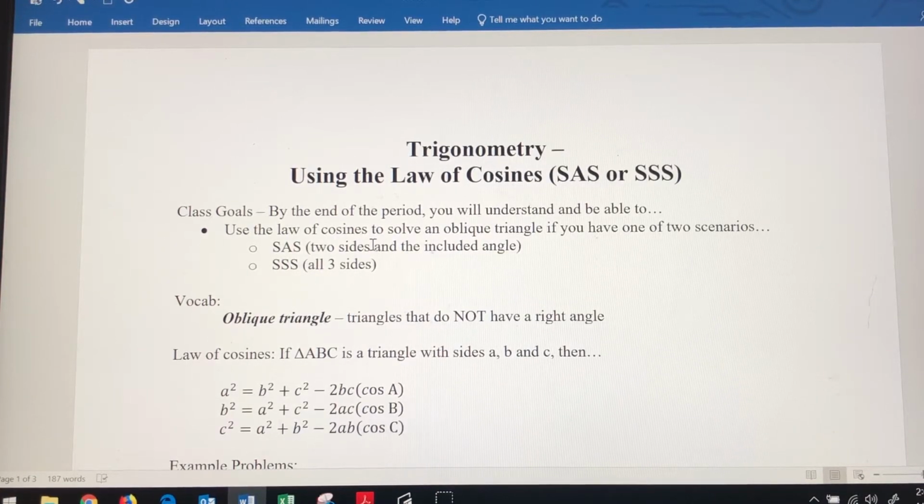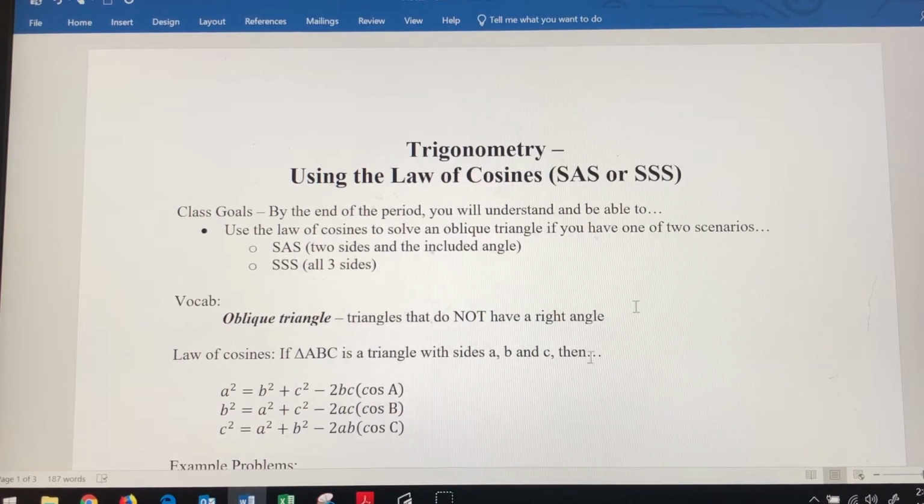This video is going to show you how to use the law of cosines to solve an oblique triangle, which is a triangle that does not have a right angle. You're going to use the law of cosines when you're given the information in two different orders: either side angle side, which is two sides and the included angle, or side side side, where you're given all three sides.